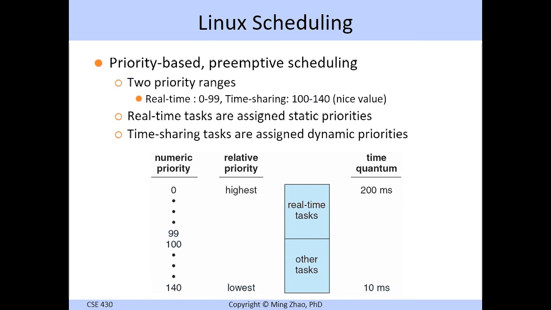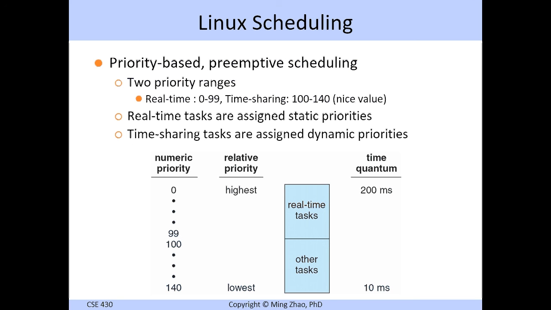Now, finally, let me conclude the discussion of this chapter with scheduling in a real advanced operating system, Linux. In Linux, the scheduling is priority based. Remember we talked about priority-based scheduling before. And it supports preemptive scheduling, which we also talked about before. It means that the scheduler can force a process to leave the CPU even if it has not finished its CPU burst, so that we can schedule another process.